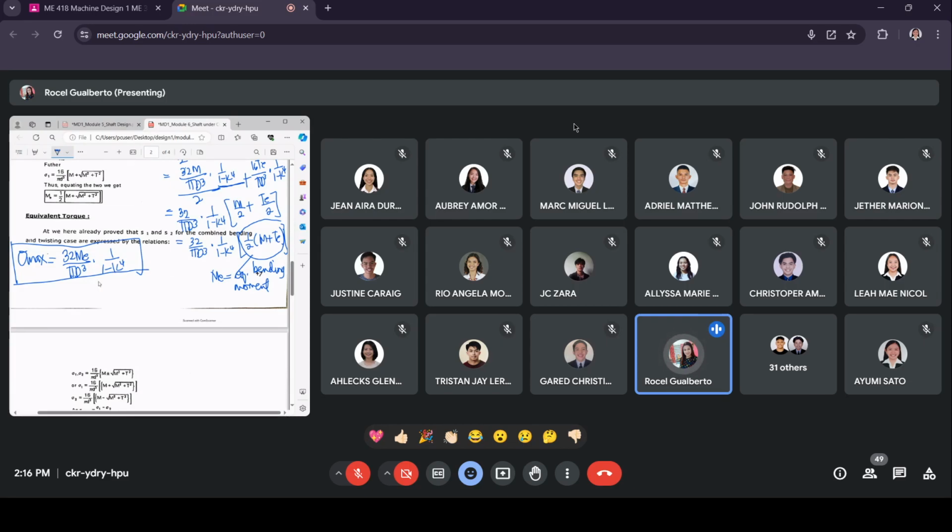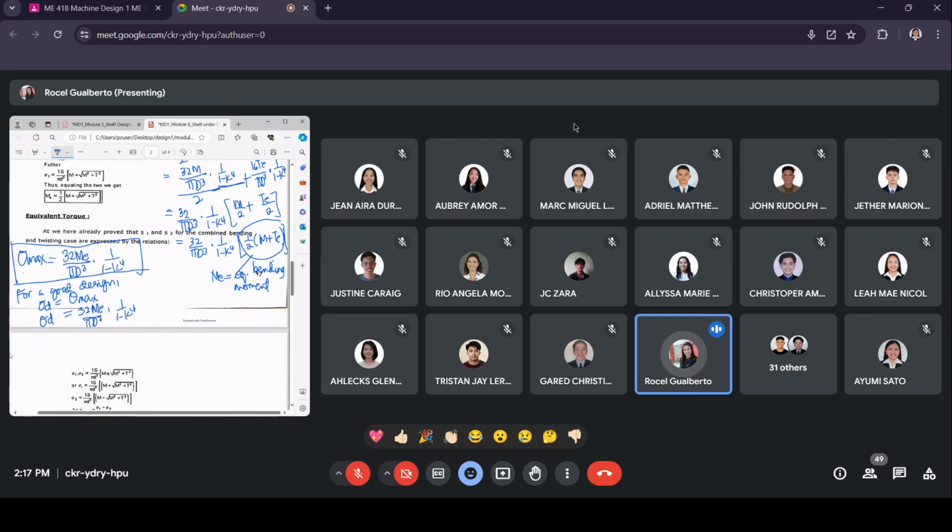So, this is again an induced stress. So equate this to the design stress. Sigma D equal to sigma max: 32 ME over pi d cubed times 1 over 1 minus k to the fourth equal to your sigma D.